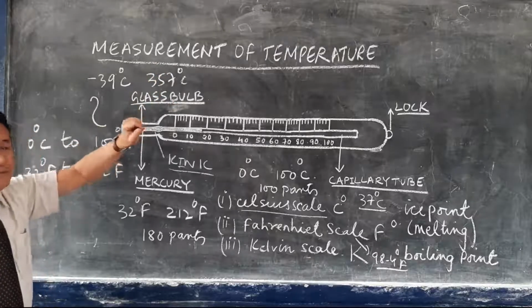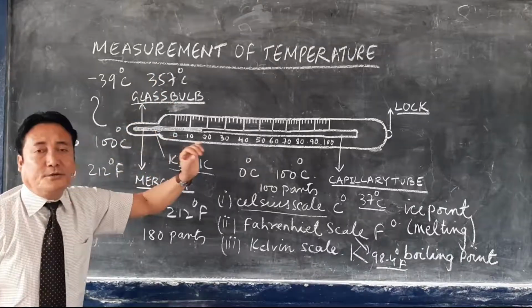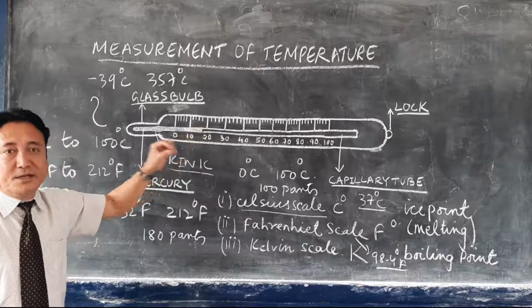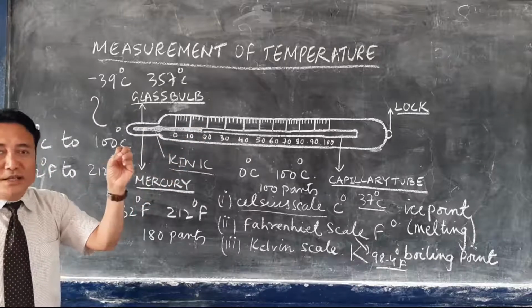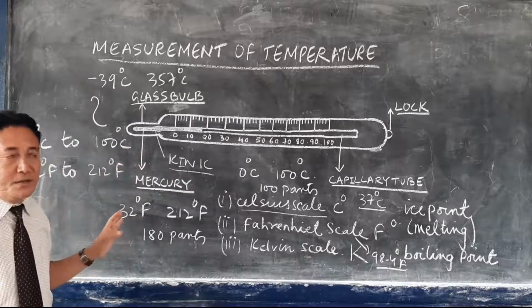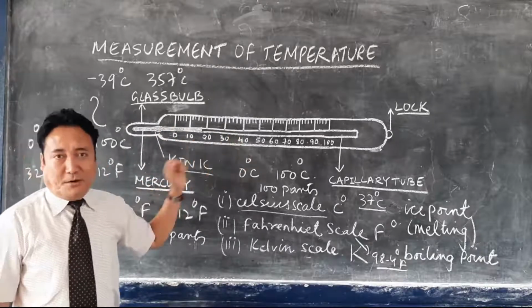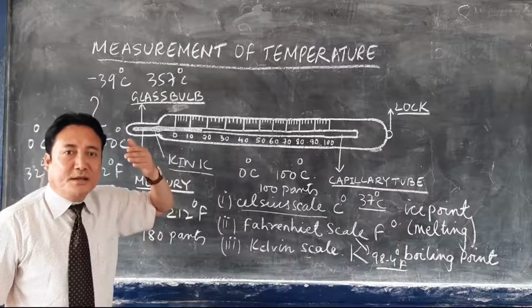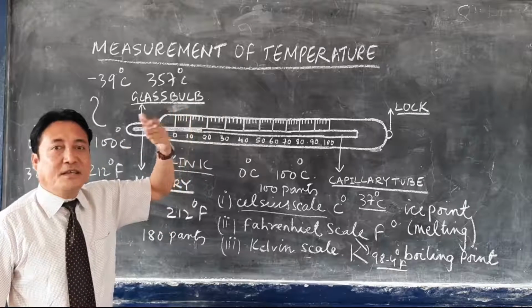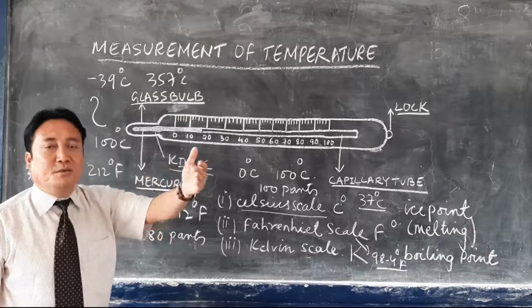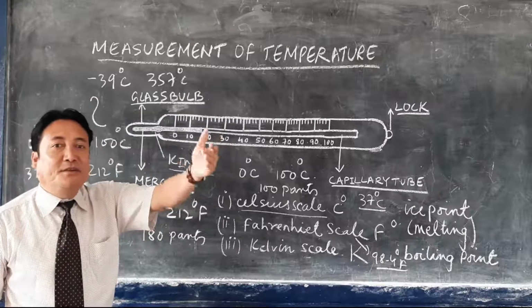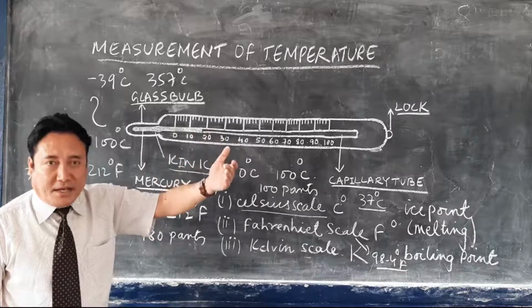And the next point: mercury does not stick to the wall of the glass bulb, whereas water sticks to the wall of the glass bulb. And the rise of temperature is uniform. Uniform means it will not rise at once; slowly, the level of mercury rises depending upon the rise in temperature.